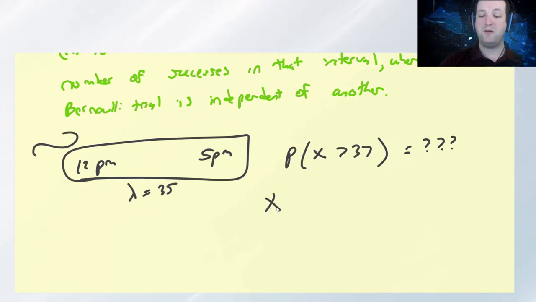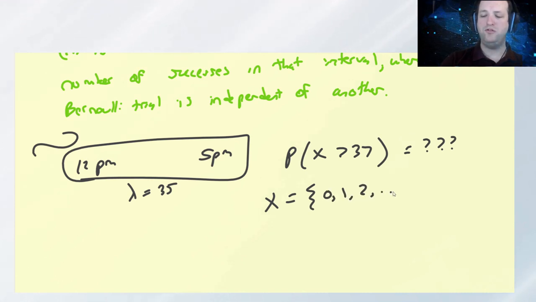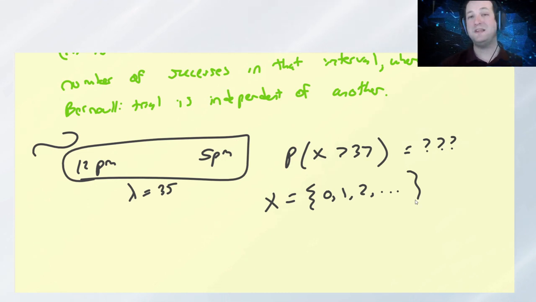So notice here that the possible values for x could be anything from 0 all the way up to infinity. This is not bounded above. So this is a little bit different than the binomial distribution, right? Of course, 0 people can come into the store. 5 million people could come into the store, not, of course, considering physical restrictions or anything like that.